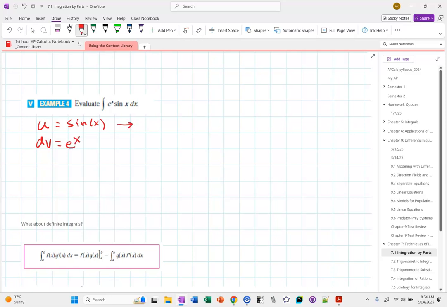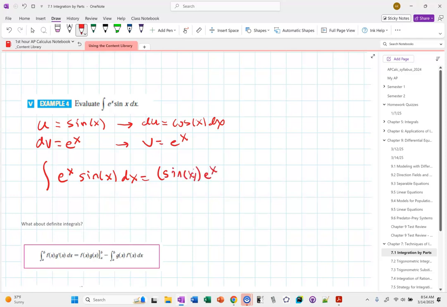Okay, so the derivative of sine x is cos x, and the integral of e to the x is just e to the x. So let's see what we get. So I'm going to have u times v minus the integral of v du.